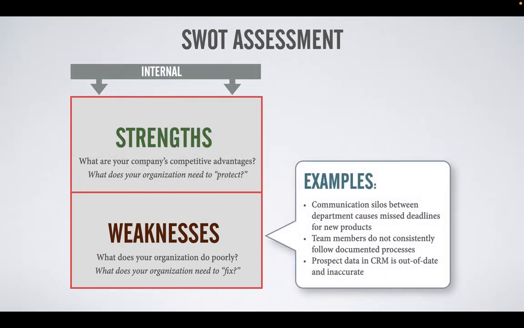Communication silos between departments causes missed deadlines for new products. Team members do not consistently follow documented processes. Prospect data in our CRM is out of date and inaccurate. Again, these are all internal to our organization. They're very specific, and these are things that we can control.